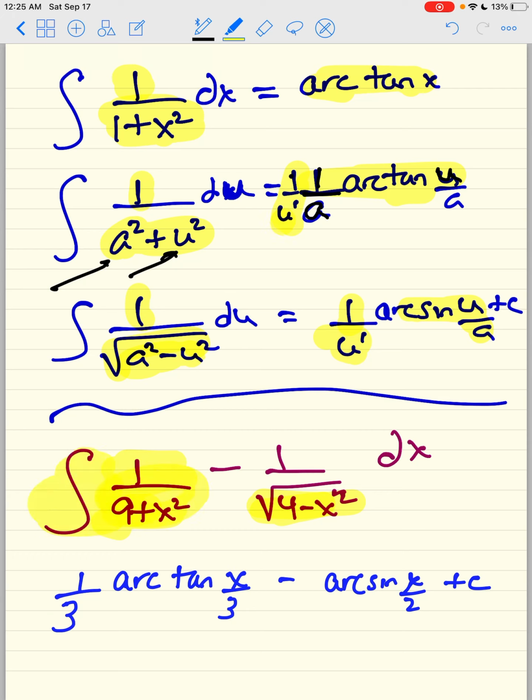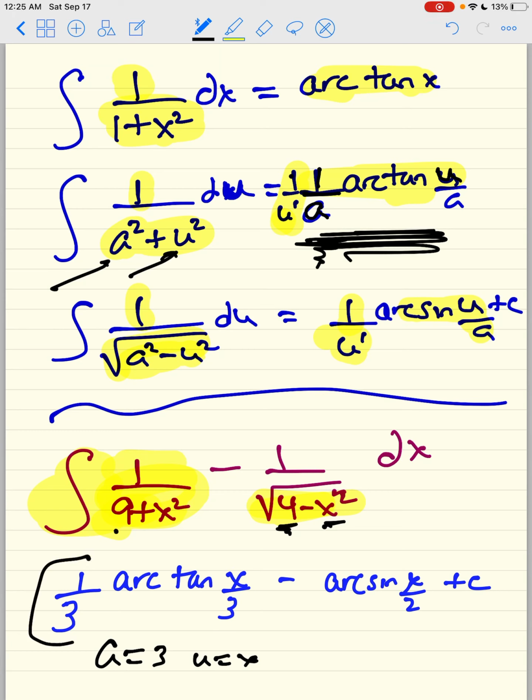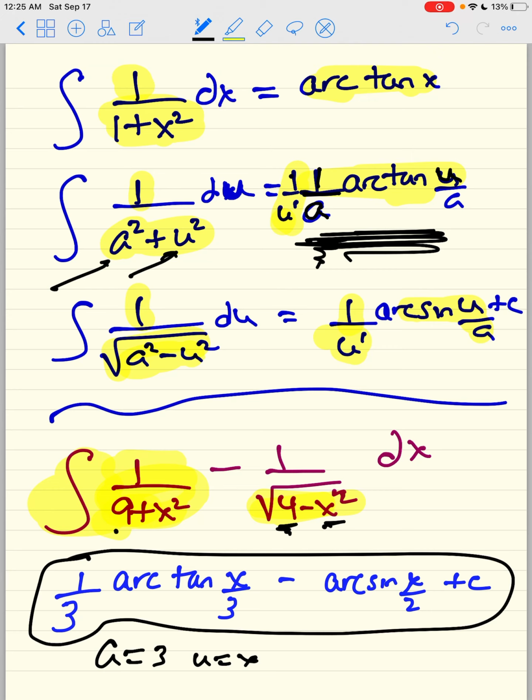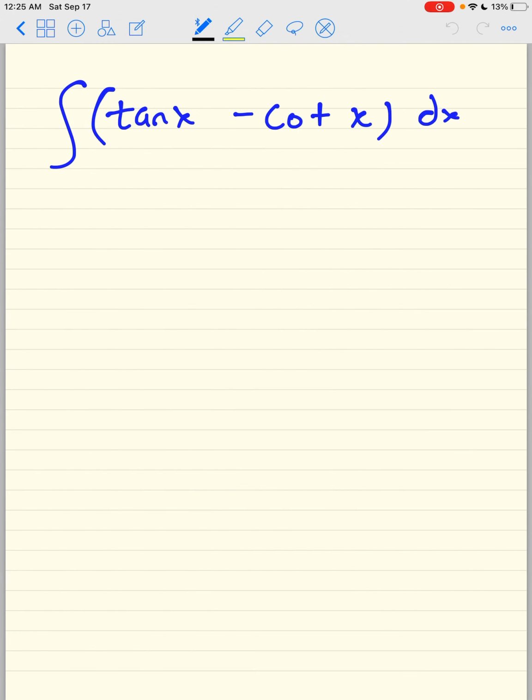So how do we do this problem here in red? Well, I'm going to identify this a as 3 and the u as x. So I'm just going to use this formula: 1 over a arctan u over a. Since the derivative of u is just 1, I don't need to put 1 over 1. Similarly, I'm going to identify 2 as my a and x as my u. But there is no 1 over a in the front, so you get arcsine x over 2. And so the blue is your final answer. Okay, again, pause the video.